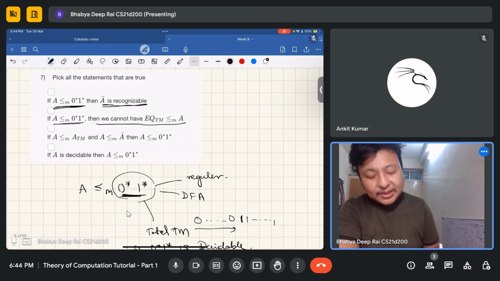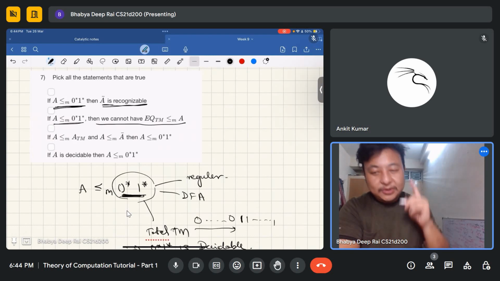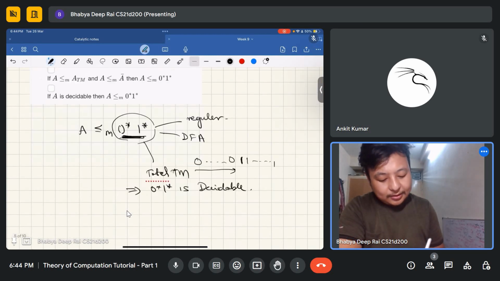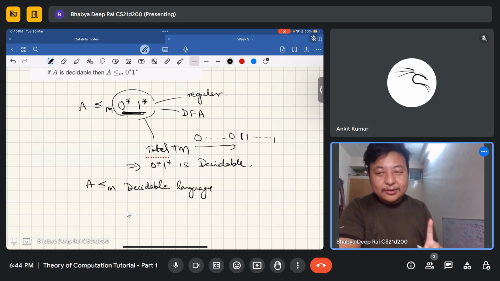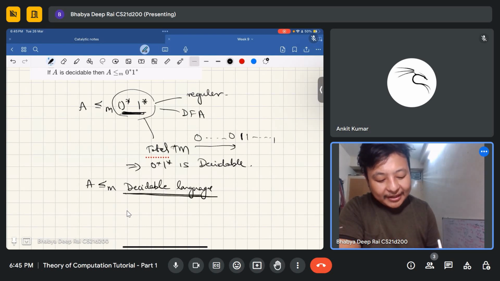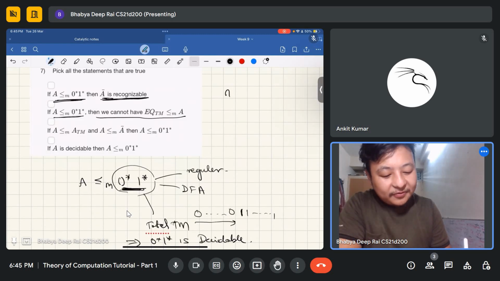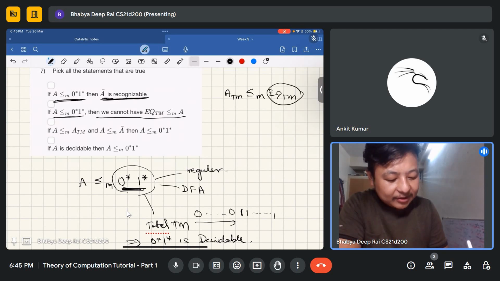It is always decidable. I'm given a string, and I can check whether it is of this form. It is saying A bar is recognizable. So A reduces to a decidable language. By the definition of reduction itself, if my right hand side is decidable, my left hand side becomes decidable. That is what we were saying right before, when we said ATM many-one reduces to EQTM. If EQTM bar is decidable, if in some world it is decidable, then this guy becomes decidable.